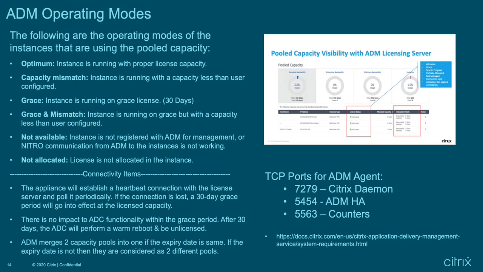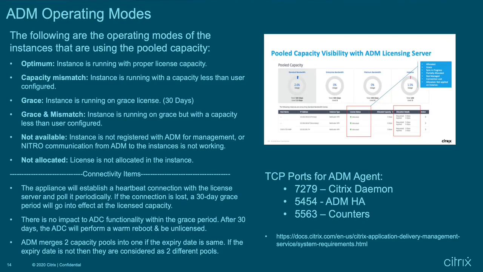If we lost connectivity and one of the ADCs went into a grace mode where we had a 30-day period to get it back connected to ADM service, perhaps by rebooting the agent or finding out what's gone wrong in our hypervisor estate, then we're going to get SNMP alerts for that. We're going to get alarms which are sent out via ADM service, and we're going to get notifications.